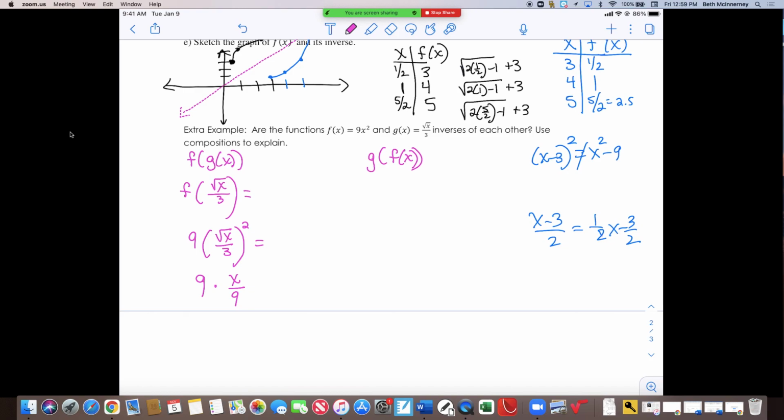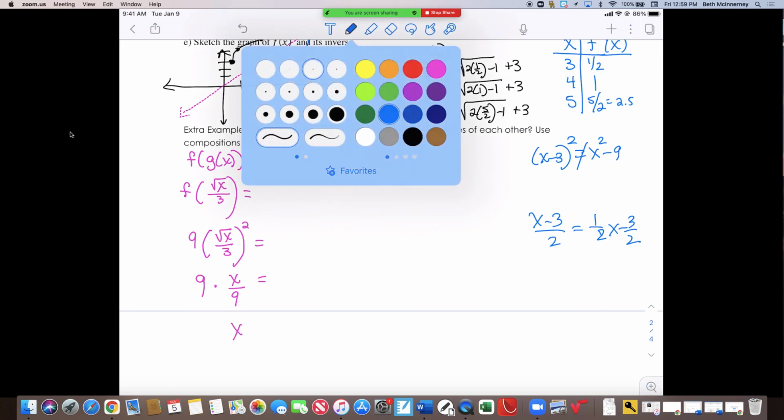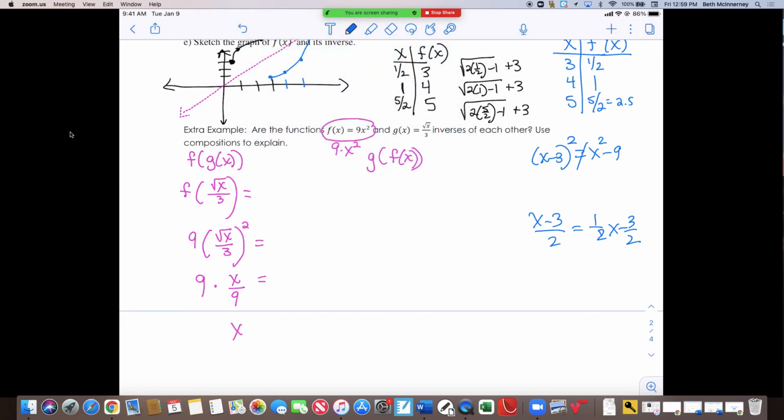Yeah, Davey, did you have a question? Do you see f of x? This says 9 times x squared. Yeah, that's what that is. Now the 9's cancel, and I get x. Any other questions on this half? All right, let's do the other direction.